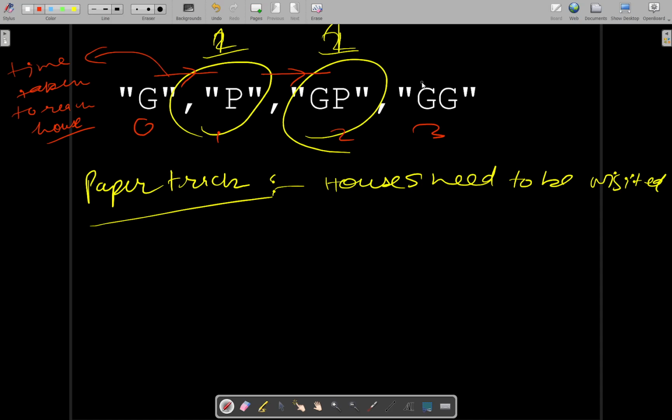You need not visit the 0th house or the third house. This you can skip. But to reach the first house and the second house, you should be starting from zero. So this is what not visiting every house means.